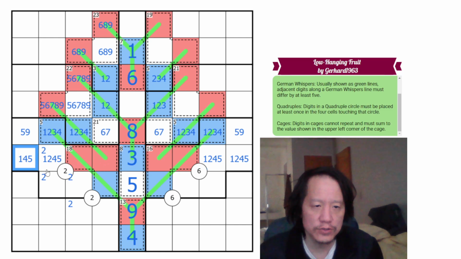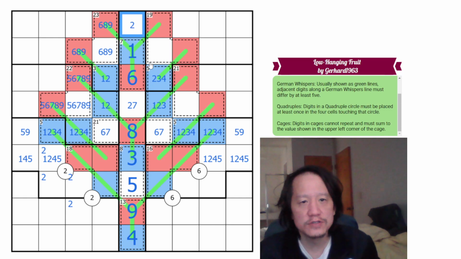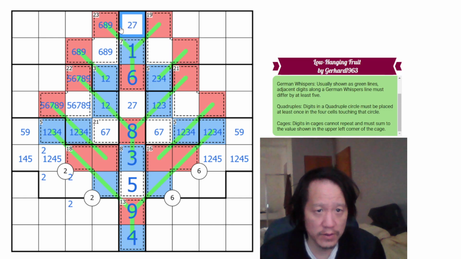This can't be 2 because the 2 in this region must be around the quad. So this is low, this is low. We have 5 or 9 here, 5 or 9 here. There's a 5 here, there's a 5 here. So and this is 5. So this is 2 or 7. This is 2 or 7. To maintain for the column and the region.